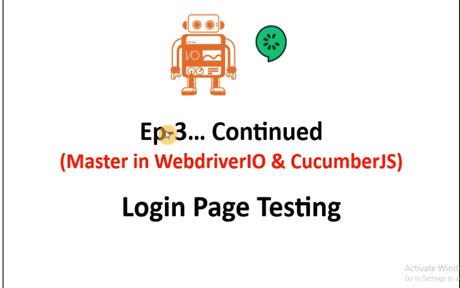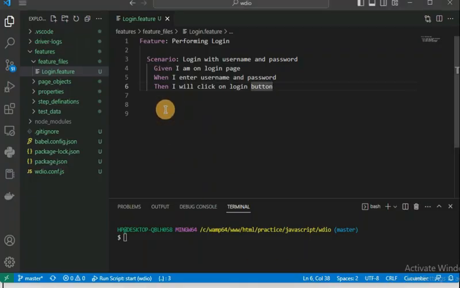So this is episode 3 continued. In episode 3 we just started to test the login page, and today in this episode we are going to continue that session again. So let me start VS Code. Till now we have already understood how we can create the scenario, how we can create the feature, what those steps are, and how we can define those steps here. We have already covered this part in episode 3.